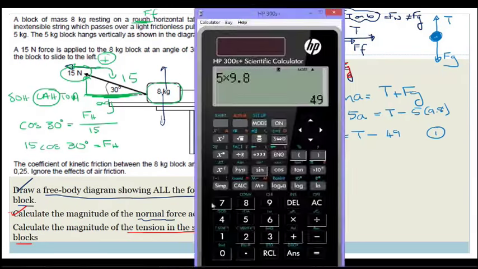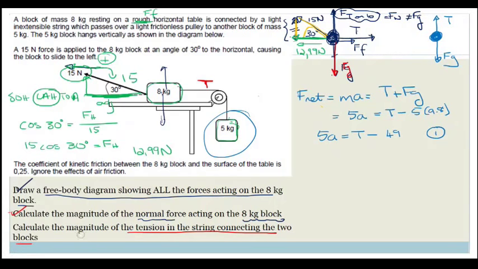15 cos of 30, close bracket, equals 12,99. So the horizontal component is 12,99 newtons. So this thing is being pulled to the left by 12,99 newtons. Okay, so now let's look at the horizontal movement.